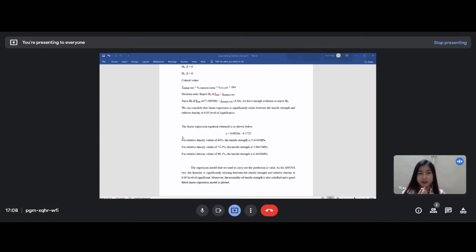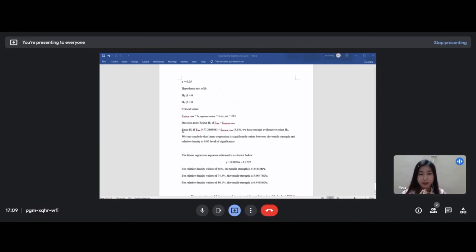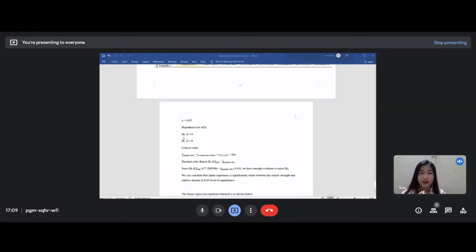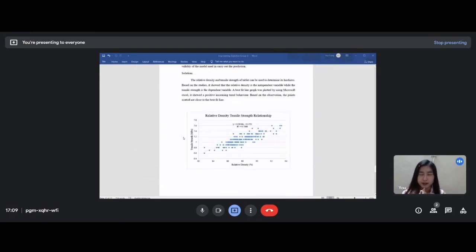After all the observation, we can conclude that the regression model that we use to carry out this prediction is valid. As for the ANOVA test, the linearity significantly exists between the tensile strength and the relative density at the 0.05 level of significance. Moreover, the normality of the tensile strength is also satisfied and a good fitted linear regression model is plotted. So that's all from us. Thank you.